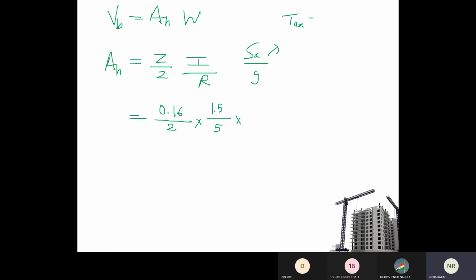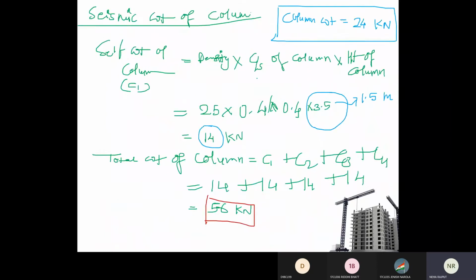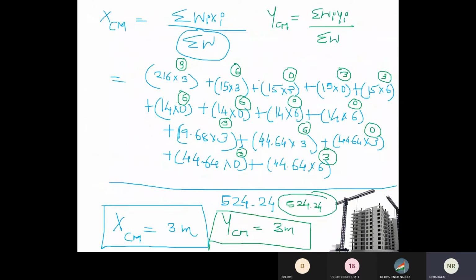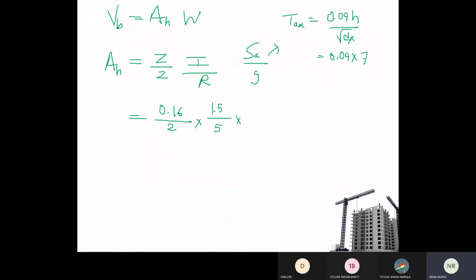And for Sa by g, you need to find the time period of the structure in the X direction, which is 0.09 h upon under root dx. So 0.09, what is your h value? Height of the structure, 7 meter. And under root dx means the base dimension along the direction of the earthquake. For an X direction earthquake, the X direction dimension, your building is 3 meter by 3 meter. So there won't be any change in the time period.